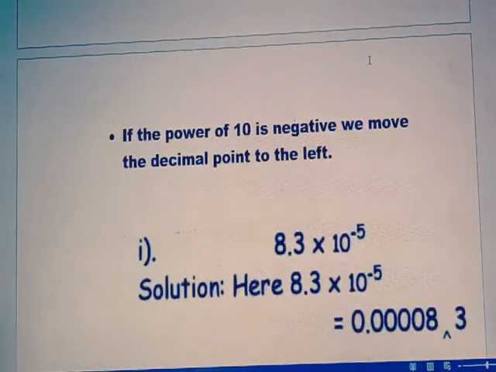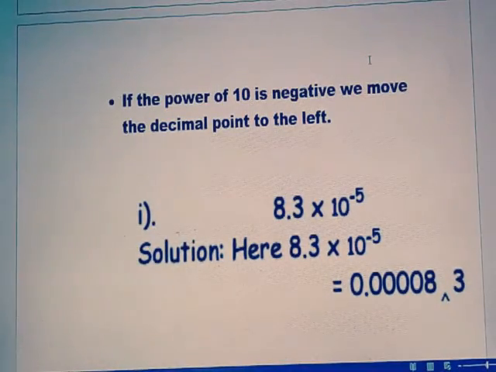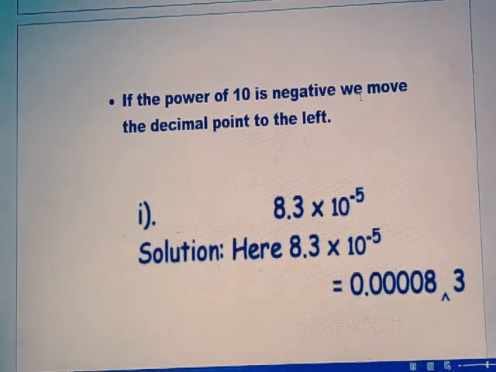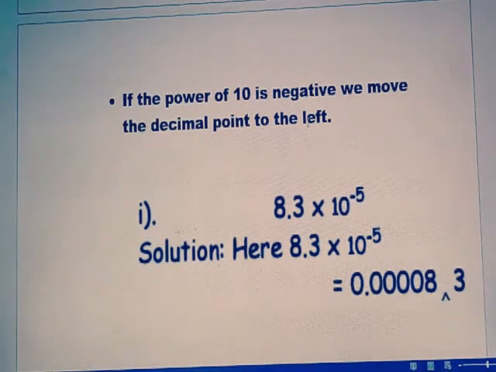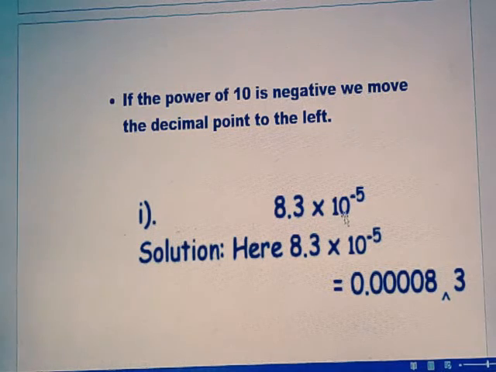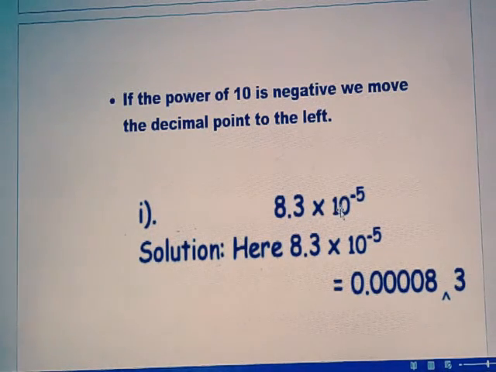The second case: if the power of 10 is negative, we move the decimal point to the left. Now if the power of 10 is negative, then we move the decimal point to the left. This is question number 2, part number 1: 8.3 multiplied by 10 power minus 5. We write this into standard form. This is given in scientific notation, so we convert this into standard form.